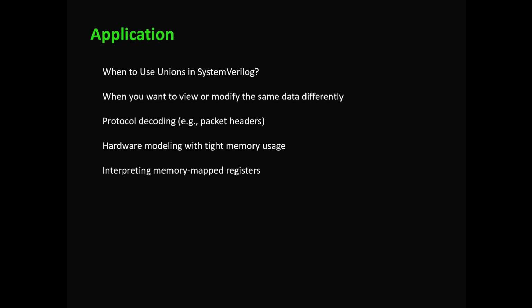So what are the applications of union? When you use union in SystemVerilog, you can use it when you want to view the same data differently. You can use it in protocol decoding, whenever a protocol demands some union kind of thing. Also you can use union in hardware modeling and interpreting memory mapped registers. Okay. So these are a few applications of union.